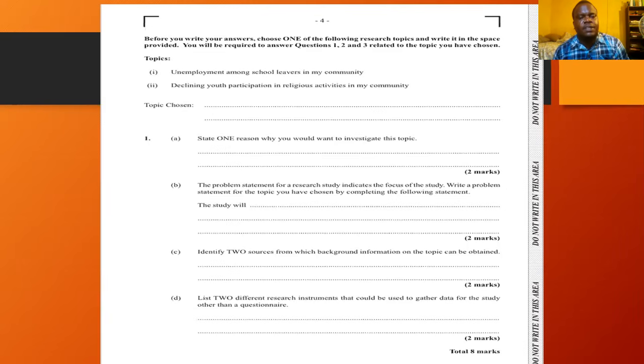All right, so the 2 topics that were given are unemployment among school leavers in my community and decline in youth participation in religious activities in my community. So I've decided to use the first one, which is unemployment among school leavers in my community. Good, so the topic chosen, you must write your topic on the line.